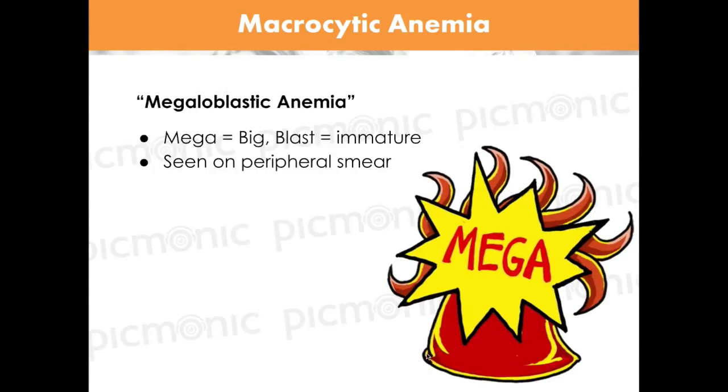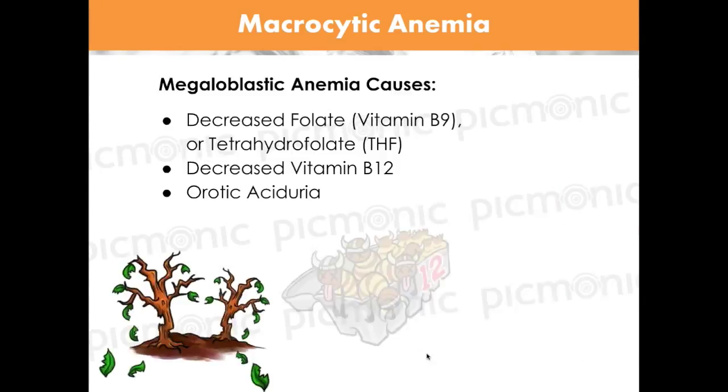Okay, now within macrocytic, if you're looking at a chart from the textbook, you're going to see, well, okay, I understand macrocytic now. There's a lot of causes, but what's the difference between megaloblastic and non-megaloblastic? So we're going to talk about that. Let's break down the word. Megaloblastic anemia. Mega, big. Blast means immature. And you're going to see these on peripheral smear too. So you look into your microscope and you're going to see these big immature cells on peripheral smear.